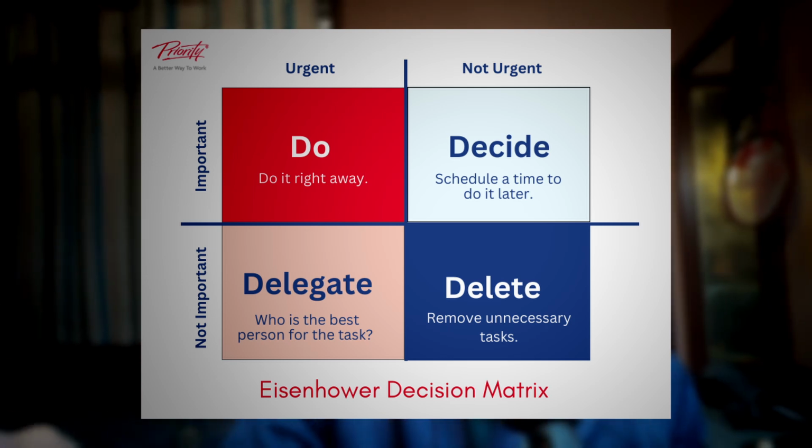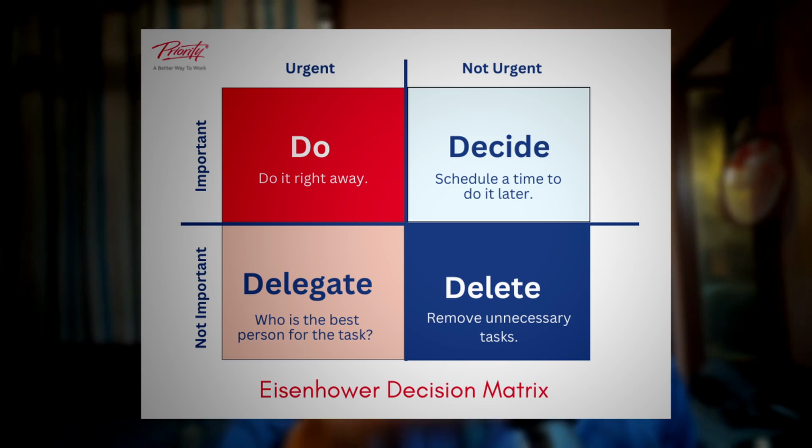But the fourth quadrant is for tasks that are not important and not urgent. Delete those tasks. How do you do that? Create a list of tasks, assign quadrants for those tasks, like urgent but not important, important but not urgent, important and urgent. Assign every task a quadrant. And the fourth quadrant, not important, not urgent, delete the task. You don't need to do that.